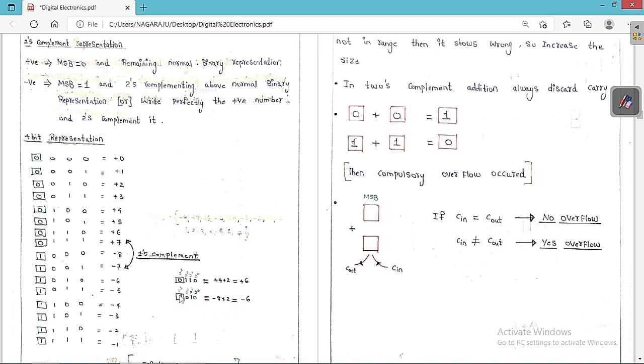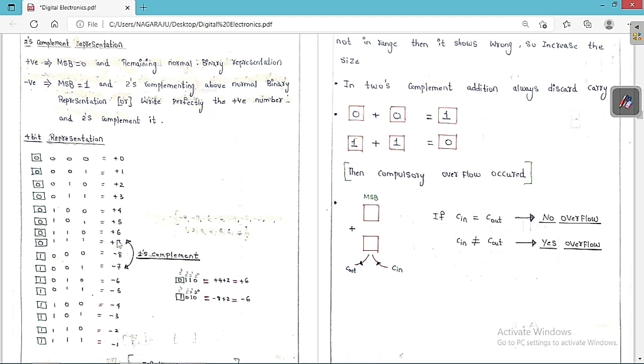So 1 means here basically you have to keep it minus 1. So minus 1 to the power of 3 is minus 8, plus 2 to the power of 1, just 2. So minus 8 plus 2 is equal to minus 6. Like this also you can do, but it is better to remember this concept, rather than this one. We can remember this one very easily.